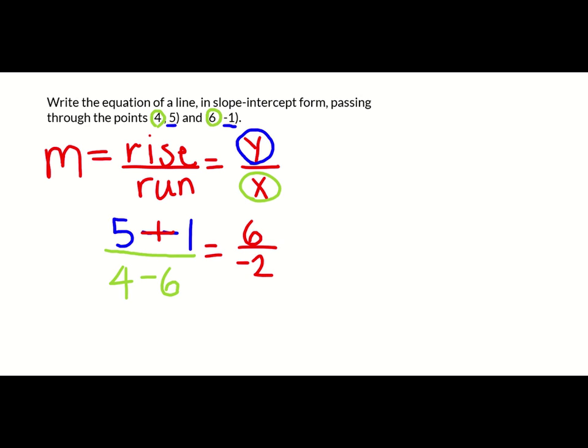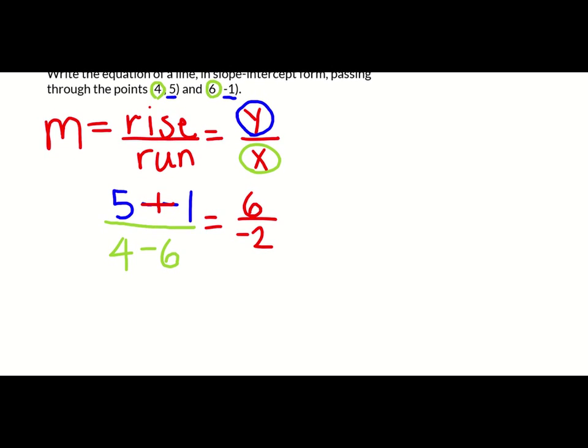Do simplify your fractions if they can simplify, which this one can because 2 goes into 6 3 times, and a positive divided by a negative is negative. So our slope of this line would be negative 3. And that's one key piece of information that we need to write our equation of a line.